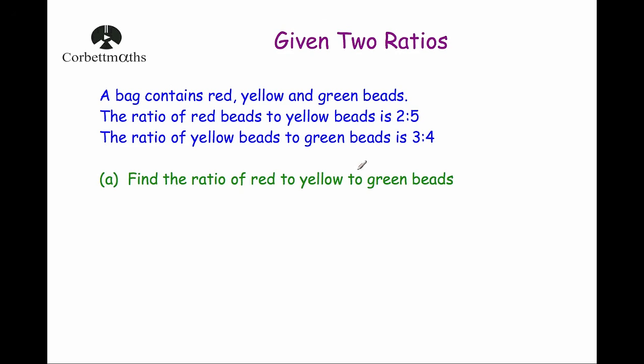Okay, so part A, find the ratio of red to yellow to green beads. When I get a question like this, the first thing I like to do is write out both ratios separately. So we've got red to yellow beads in the ratio 2:5, and yellow to green beads in the ratio 3:4. Here we can see we've got two ratios and they both have yellow. So let's focus on yellow here. For every 2 red, there's 5 yellow beads, and for every 3 yellow beads, there's 4 green beads.